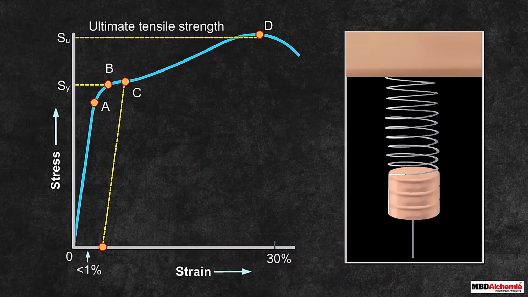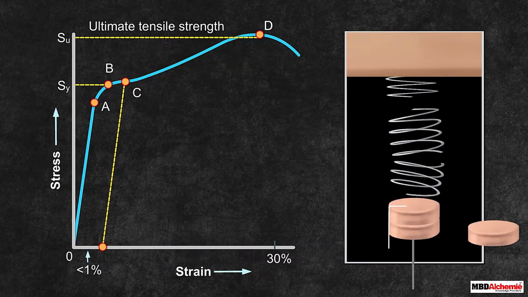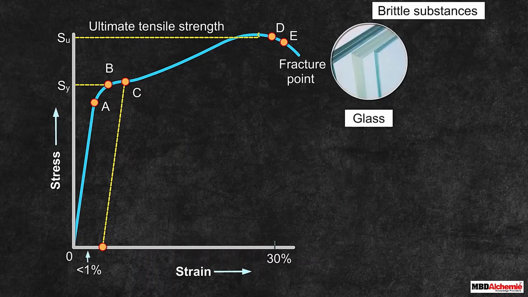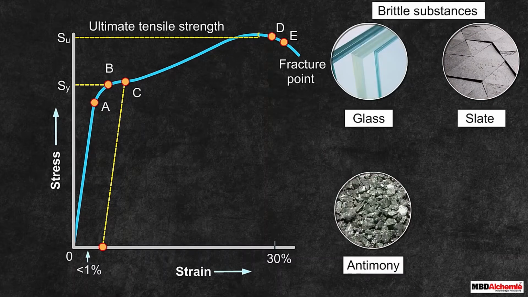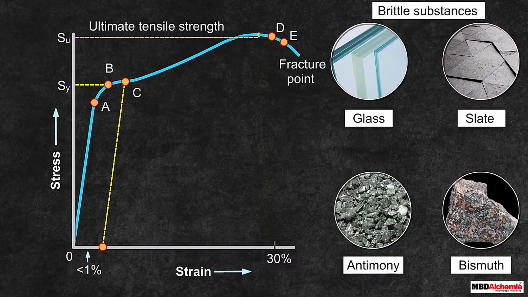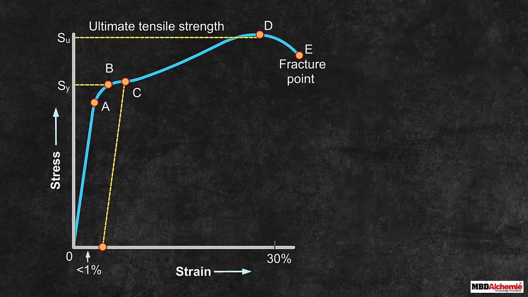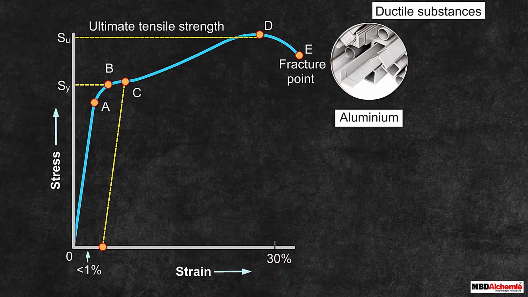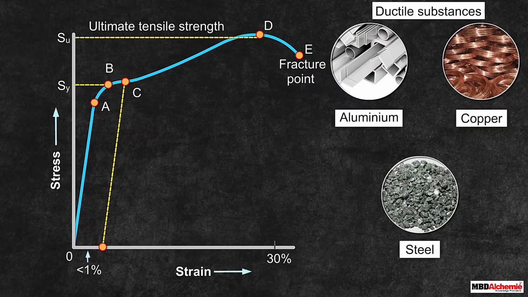Beyond this point, meron tayong final point which is the fracture point or point E. If point D at E ay close to each other, the material is said to be brittle. Examples are glass, slate, antimony, and bismuth. Kung ang point D at E ay far from each other naman, the material is said to be ductile. Examples, aluminum, copper, and steel.